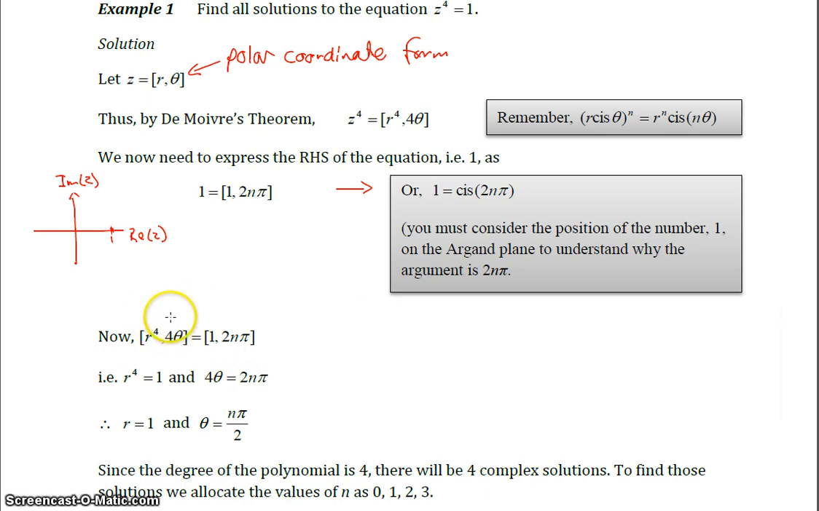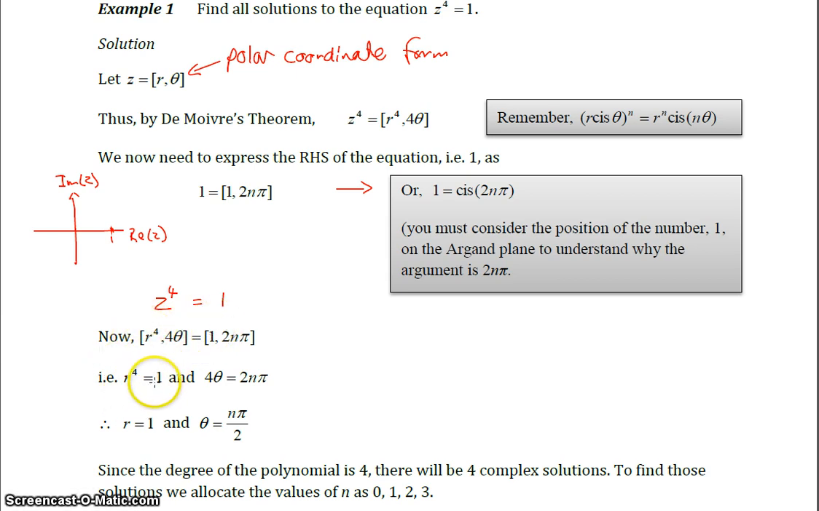So we know our complex number z to the 4 is represented by r to the 4, 4 theta. This is our left hand side. Now z to the power of 4 is equal to 1, so this is our left hand side and this is our right hand side. So r to the 4, 4 theta is equal to 1, 2n pi. So now let's look at these parts separately. So r to the 4 corresponds to 1, and so that's written here.